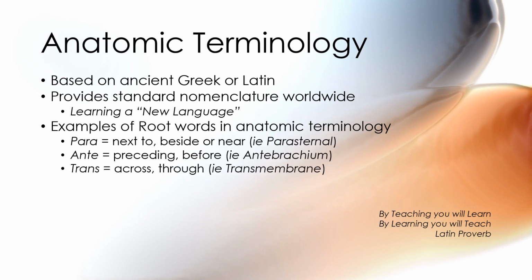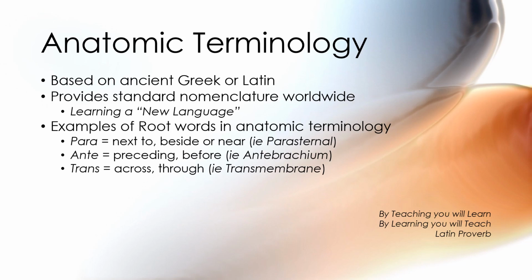So just some examples of these root words would be para. Para is a root word, such as in parasternal. Para itself means next to, beside, or near. So parasternal means next to the sternum, right? The sternum is in your chest, like your chest bone. So if it was parasternal, it'd be just next to the sternum, okay?